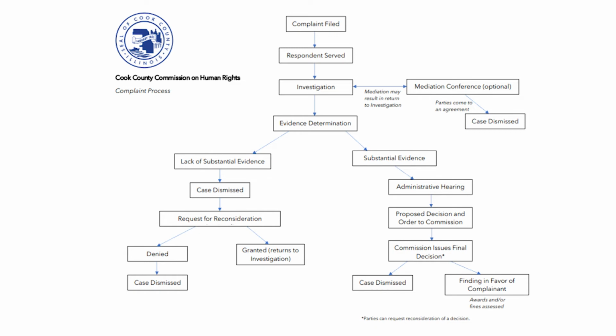If there is a finding of substantial evidence, the case will be scheduled for an administrative hearing, which is similar to a court proceeding or trial. The administrative law judge hears the issue and submits a proposed decision and order to the Commission on Human Rights. The Commission issues the final decision, which either results in a finding in favor of the complainant with associated awards or fines assessed, or the case is dismissed. Parties can request reconsideration of a decision if they see fit.